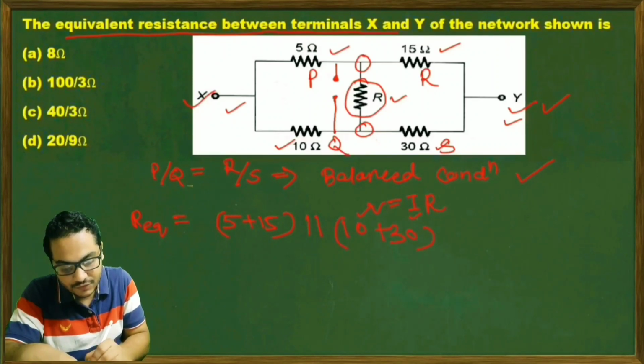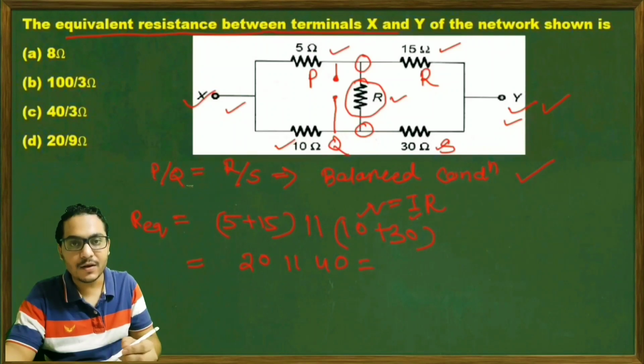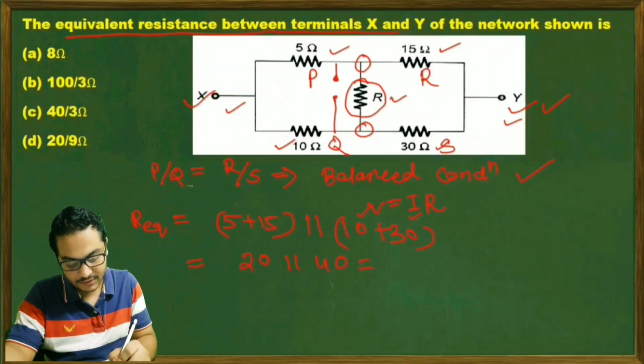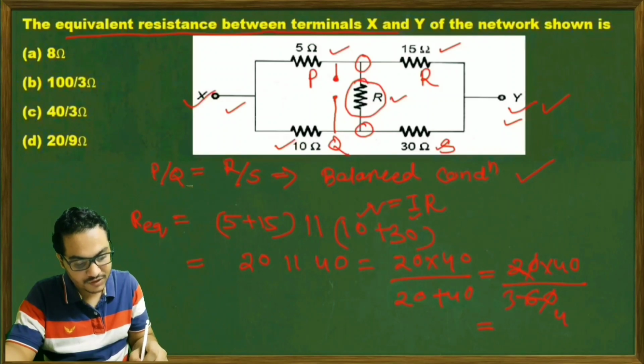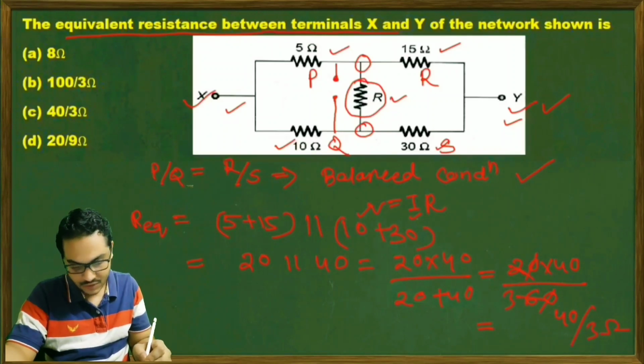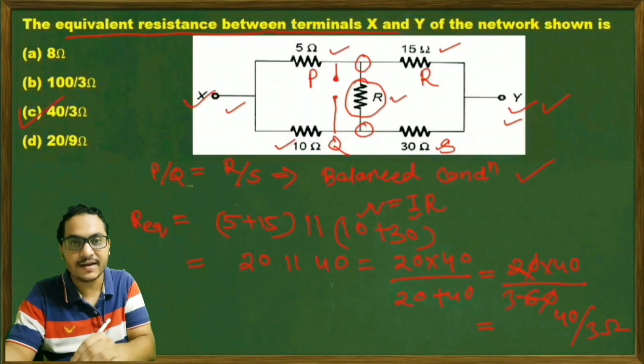So how much is this? This is 20 parallel with 40. In parallel we know that the equivalent resistance is given as 20 into 40 divided by 20 plus 40, which is equal to 20 into 40 divided by 60. After calculation, this is 40 by 3 ohm. So option C is the right answer.